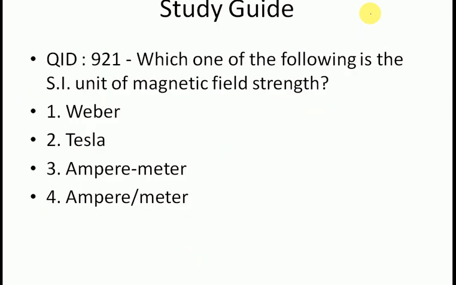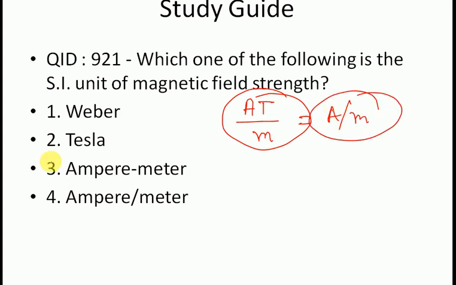So, moving to the next question. Which one of the following is the SI unit of the magnetic field strength? What is the unit of the magnetic field strength? That is AT per m. What is AT? A is the ampere and T is turns. Turns has no unit. So this is equivalent to ampere per meter. So option 4 is the correct answer.